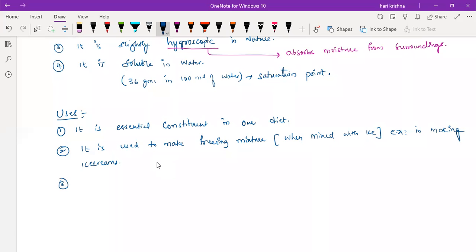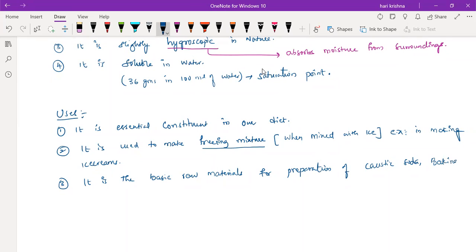The third one, it is a basic raw material for preparation of caustic soda. It is used to make freezing mixture. Okay. So it is a basic raw material for preparation of caustic soda. What is the formula for caustic soda?